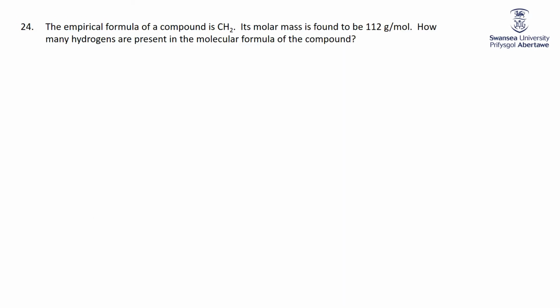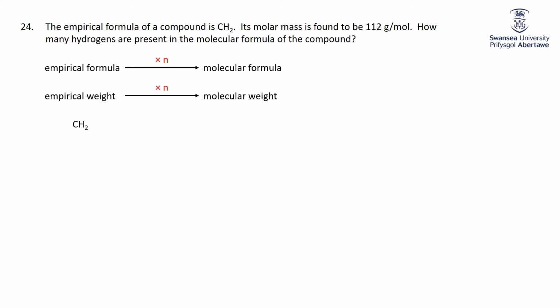Empirical formula CH2, its molar mass is 112 grams per mole. How many hydrogens are present in the molecular formula? Well, this is that next step from the empirical formula, relating it to the molecular formula, is the same relationship as between the mass of the empirical formula and the molar mass, which is, of course, the mass of the molecular formula. So the empirical formula goes to molecular formula by multiplying it by some whole number n. The empirical mass goes to the molar mass by multiplying by the same n.